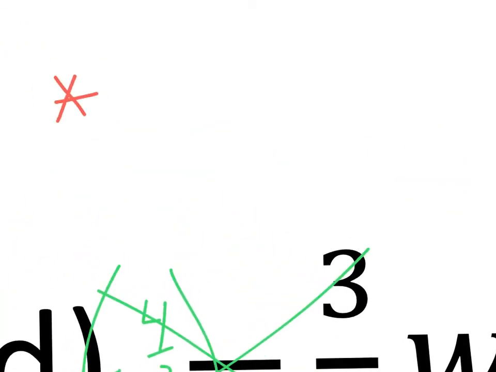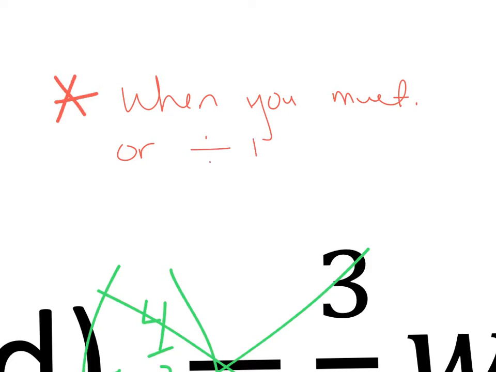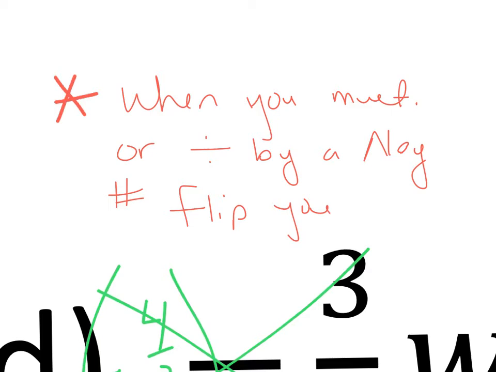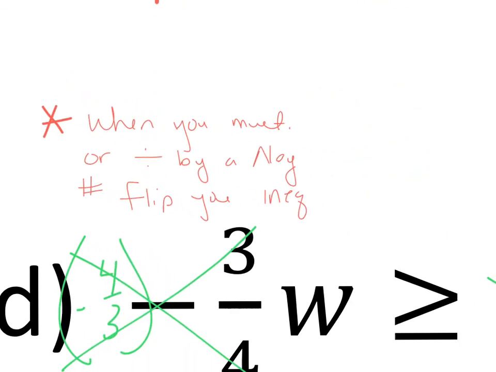So when you multiply or divide by a negative number, flip your inequality symbol. Okay, so that's an important one we need to know.